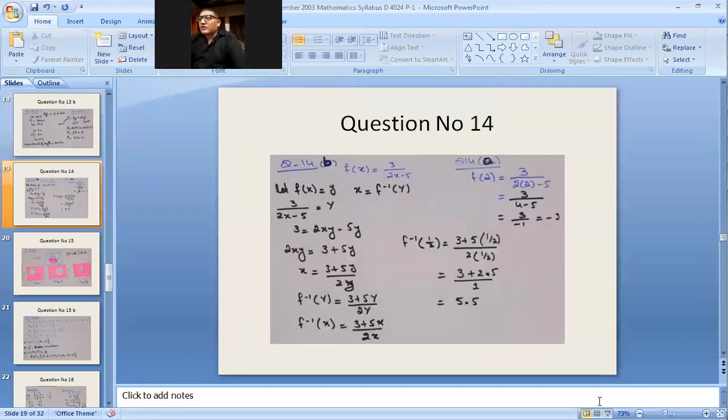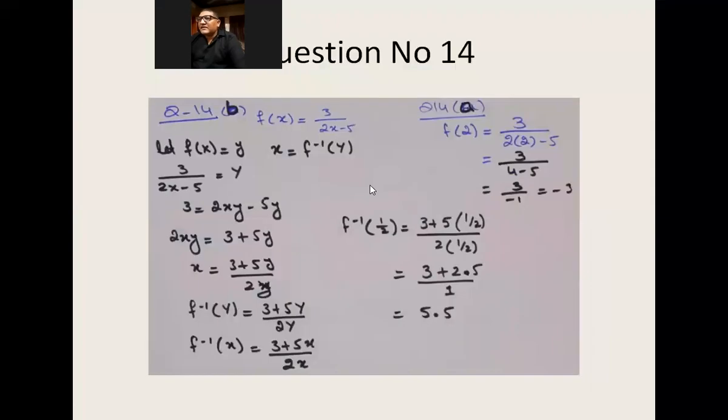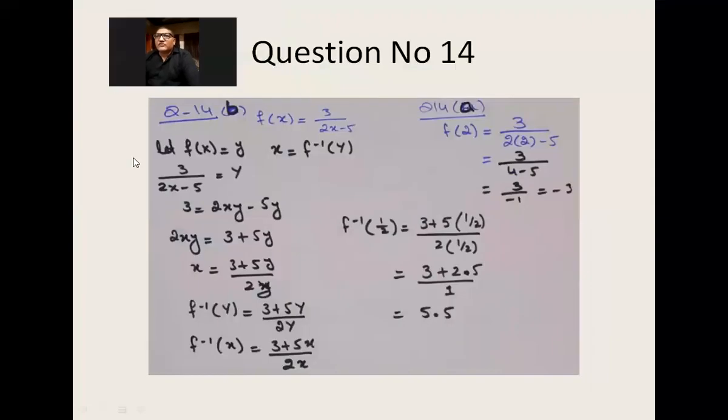Let me increase the size. So this is question number 14. F of x is given, that's 3 by 2x minus 5. Here I am doing the A part. F of 2 will be equal to 3 divided by 2 multiplied by 2 minus 5. So it will be 3 divided by 4 minus 5. It will be 3 divided by minus 1, and it will be minus 3.